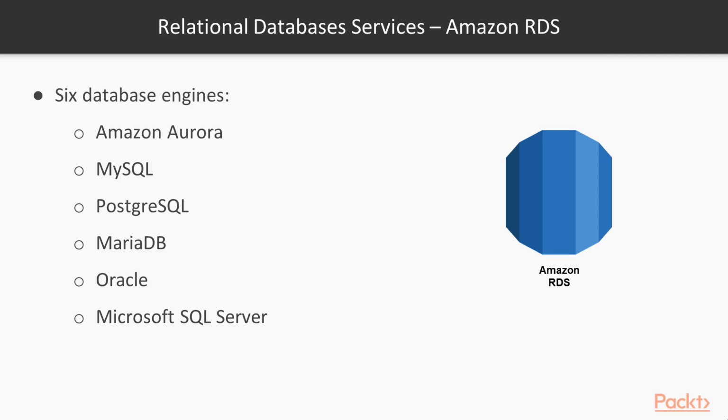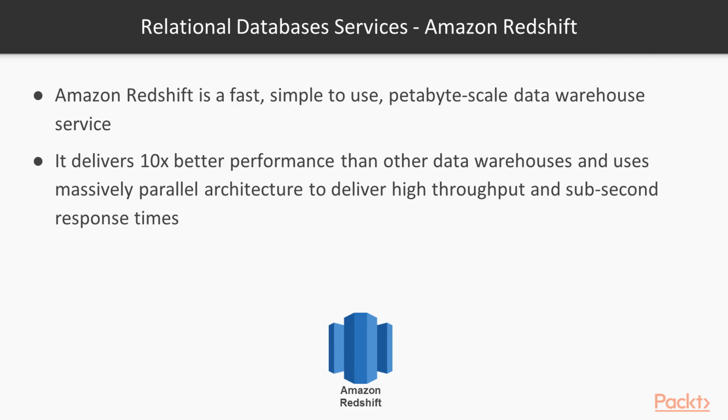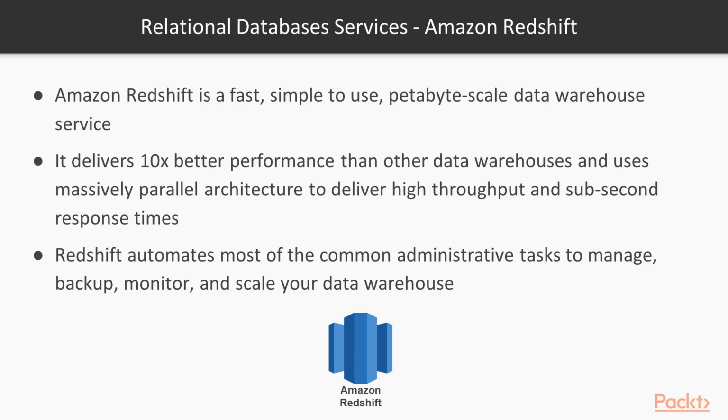On the AWS platform, we have another type of relational database service called the Amazon Redshift service. Now, Amazon Redshift is a fast, simple-to-use, petabyte-scale data warehousing service. It delivers 10 times better performance than other data warehouses and uses massively parallel architecture to deliver throughput and sub-second response times. Redshift automates most of the common administrative tasks to manage, backup, monitor, and scale your data warehousing solution. Redshift is what we call an online analytical processing database, or OLAP. We'll take a look at Redshift in a lot more detail in an upcoming video.